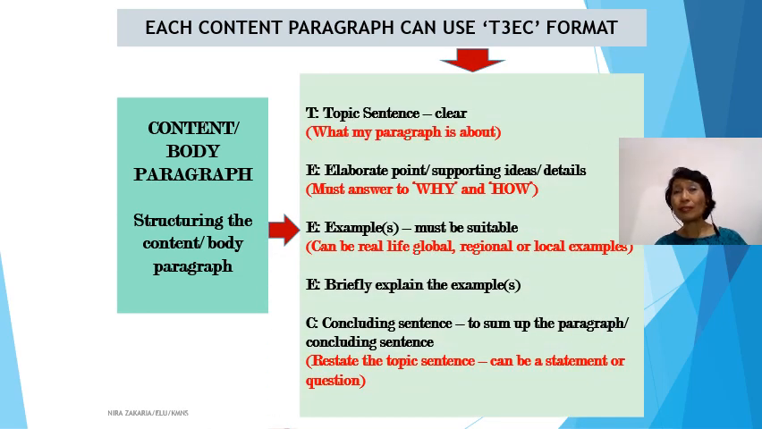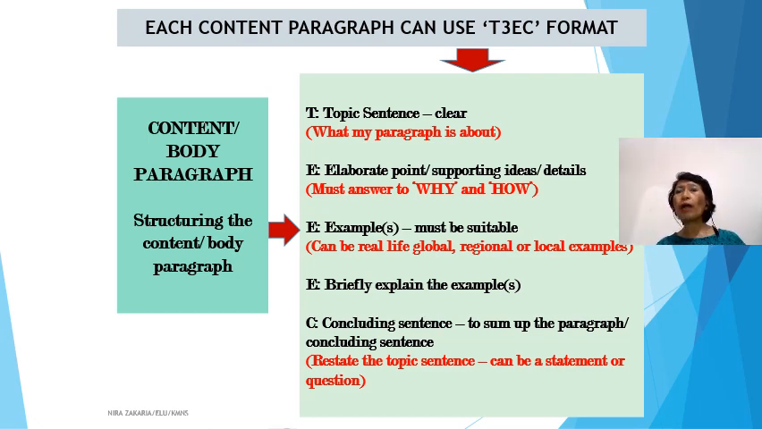So what you should have in a content paragraph: first, the topic sentence. It is the summary of that particular paragraph, what the paragraph is all about. It is summarized in the topic sentence. It has to be clear and concise. Next would be the elaboration of the point. Remember, 1 point, 1 paragraph.